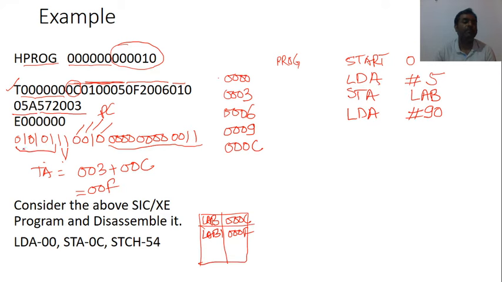And what is the instruction here? 5. If I append here 2054, the instruction will be STCH. STCH lab 1.